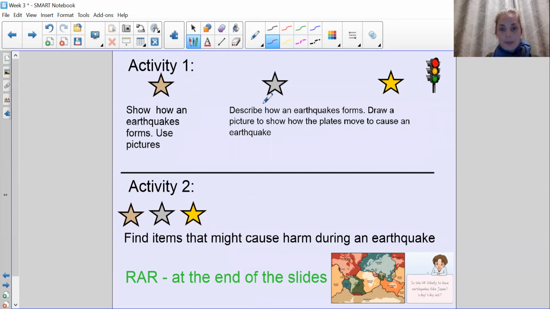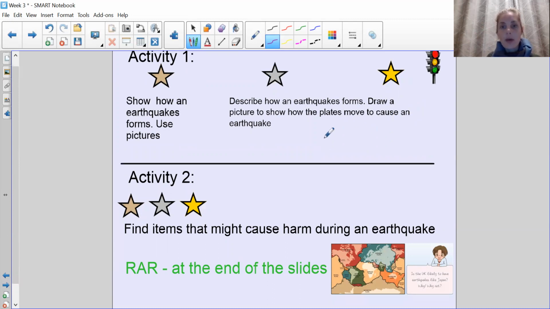And if you're doing the silver and the gold challenge, you are then going to be describing it to me in a paragraph. You're welcome to go back in the video and use some of the pictures as well to describe it. So you can draw the pictures and then label it and describe it next to it about how an earthquake forms, okay? And just show how the plates move and how this then causes an earthquake. All right, and add any other information you would like. So you can pause the video now and do that activity. And when you're finished, you can come back to this page to listen to activity 2.